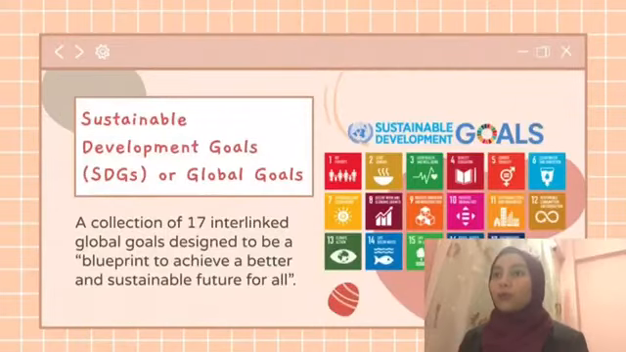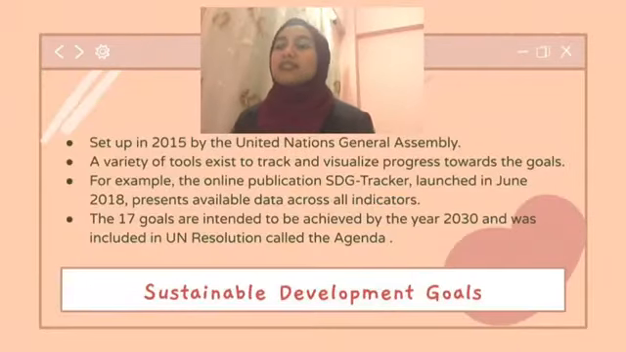So, what are they? Well, SDGs, or Sustainable Development Goals, or Global Goals, is a collection of 17 interlinked global goals that was designed to be a blueprint to achieve a better and sustainable future for all. The Sustainable Development Goals was set up in 2015 by the United Nations General Assembly.